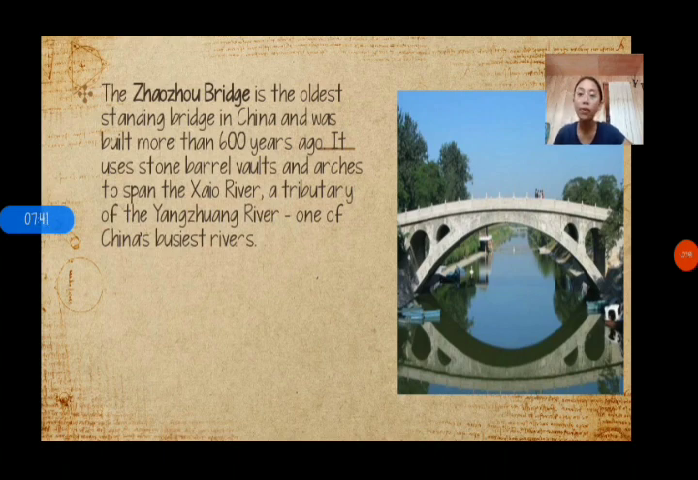So this Zhaozhou Bridge, if we observe, looks simple, but the materials behind it were really well thought out and planned carefully in order to last for more than 600 years. So, it is really useful in the everyday life of the people in China. Not only the people who cross the bridge, but even other animals such as horses.